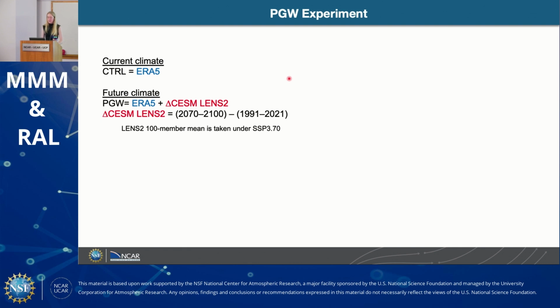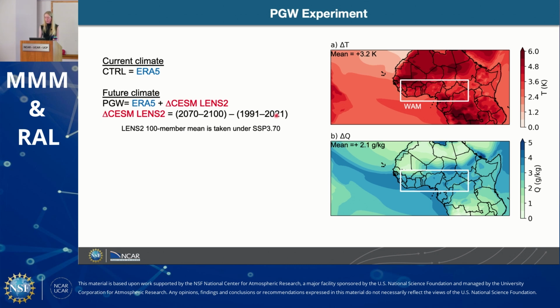For our experiment design, the control is just forced by ERA5 reanalysis. This time we just have one deterministic run. And then for the future climate, we're using ERA5 reanalysis plus the delta signal from LENS2. In this case, we're using a delta signal that is representative of the end of century period minus a historical period under SSP 3.7, and we're taking the 100-member ensemble mean. So we just have deterministic runs for the control climate and for the PGW using 3 different initialization times.